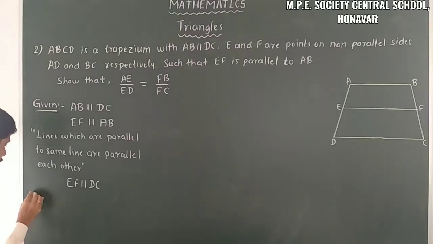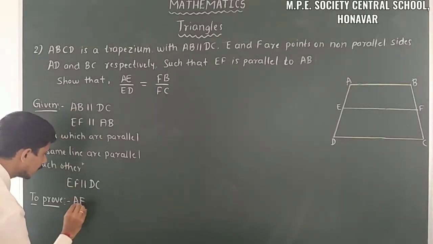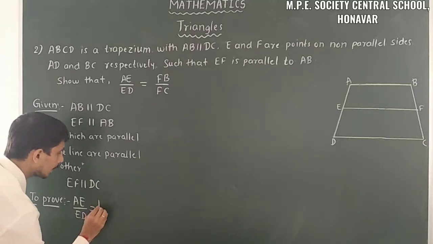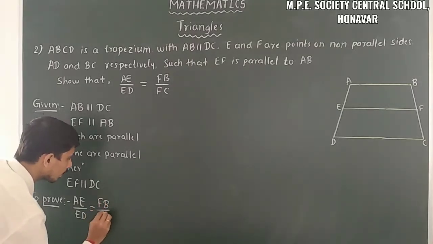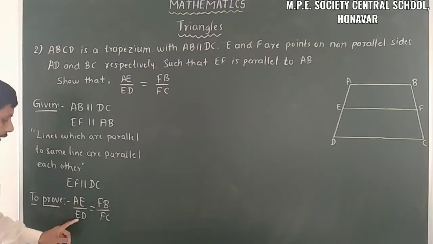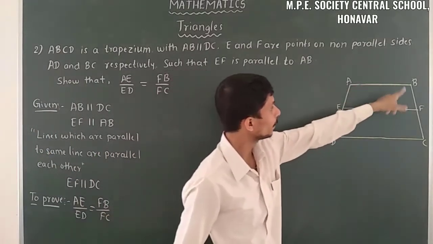Then what we have to prove? We have to prove AE by ED is equal to FB by FC. Just observe here, AE by ED, FB by FC.